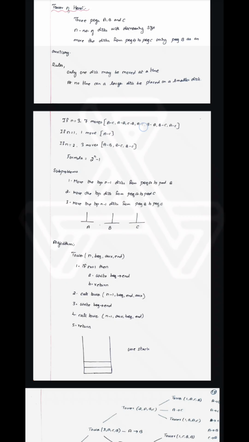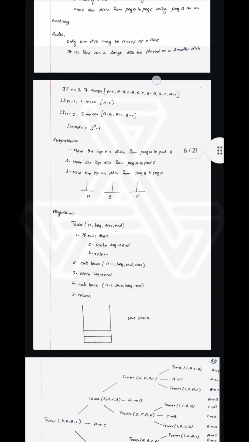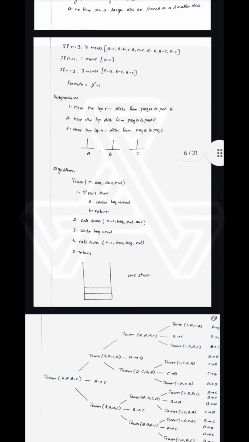If n is 3, it takes 7 moves, that is A to C, then A to B, and so on in the same way. N equals 1 means 1 move. N equals 2 means 3 moves. The formula is 2 power n minus 1 moves.